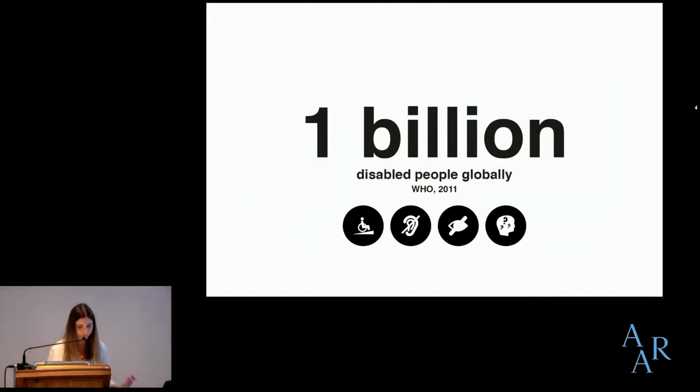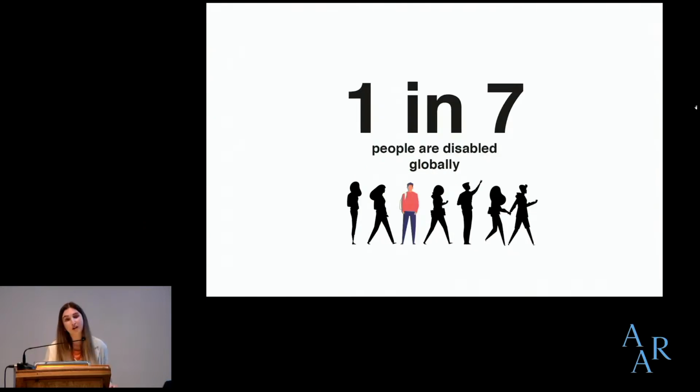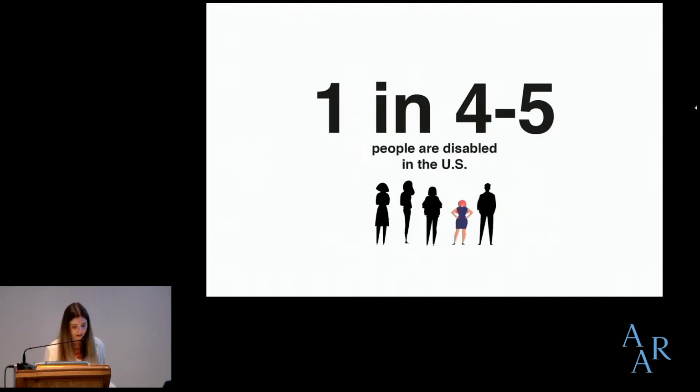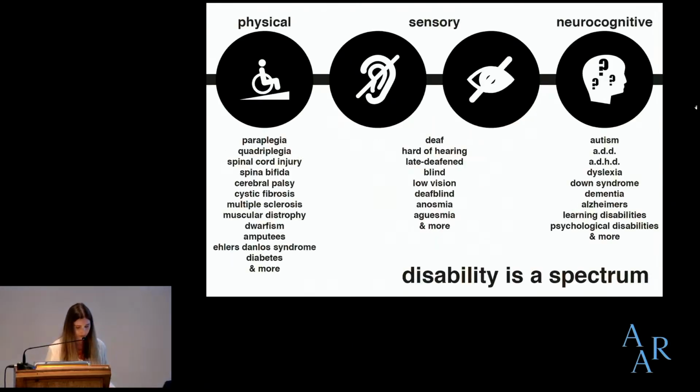This is critical now more than ever because there are over 1 billion disabled people globally, and this is as of 2011. So this number is likely much higher today, and it continues to rise with general population growth as well as aging population growth. This is 1 out of 7 people in the world identifying with some sort of disability, and 1 in 4 to 1 in 5, or roughly a quarter of the United States population with a disability. So this is no small number of people.